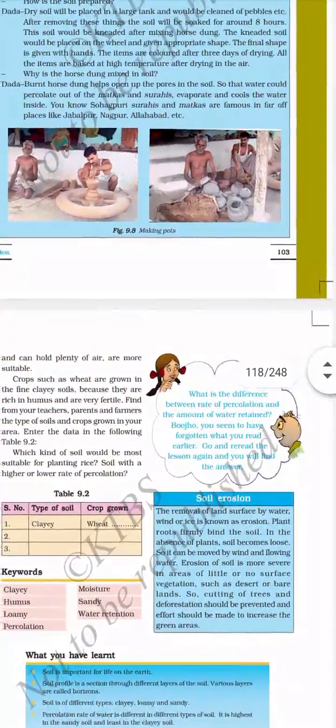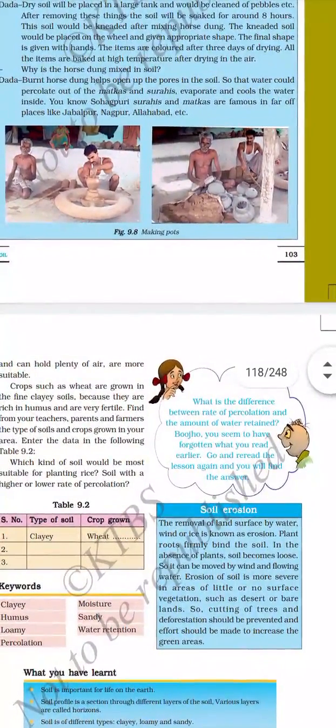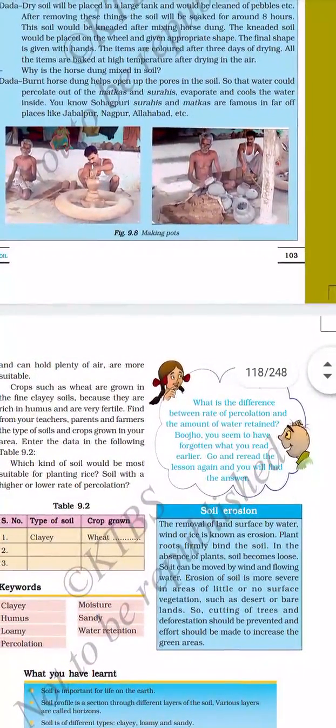What is the difference between rate of percolation and amount of water retained? You seem to have forgotten what you read earlier. Go and reread the lesson again, you will find the answer.